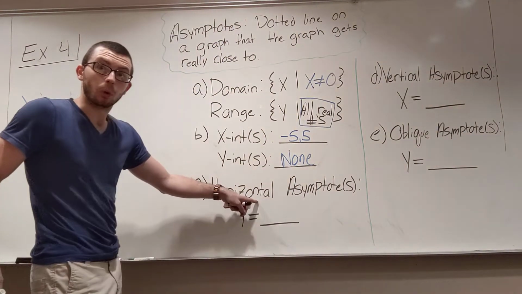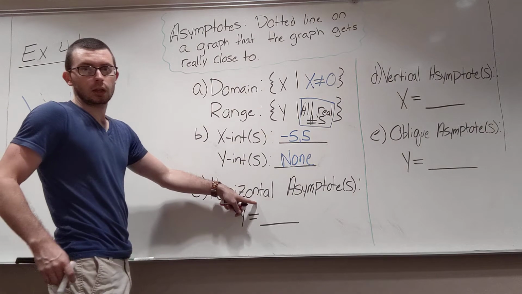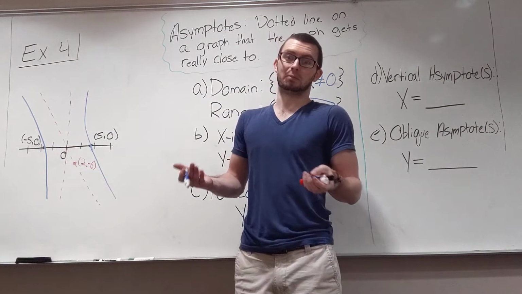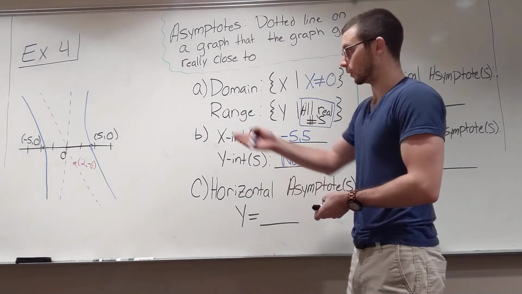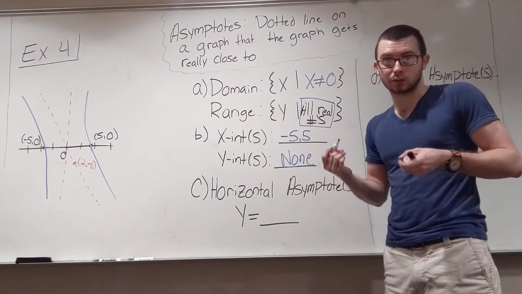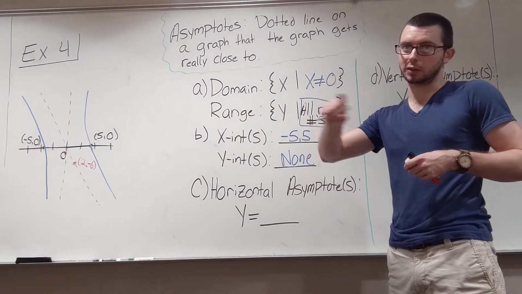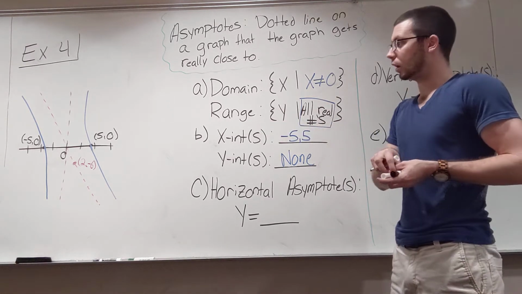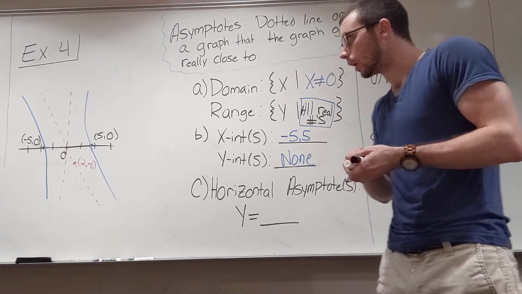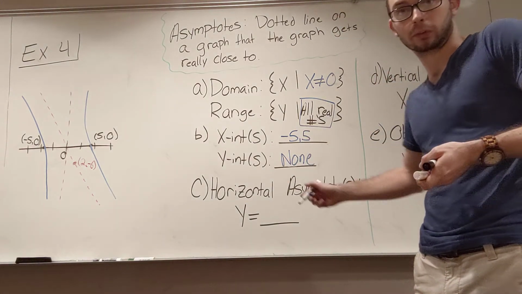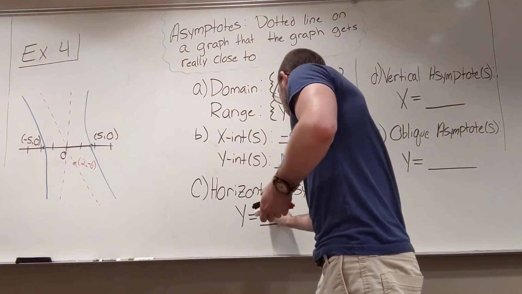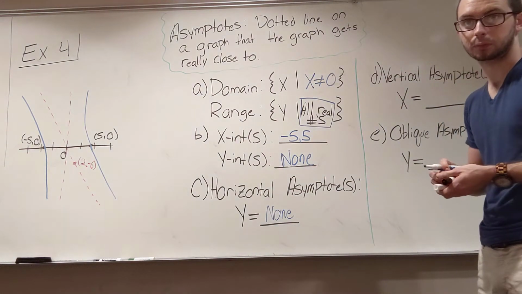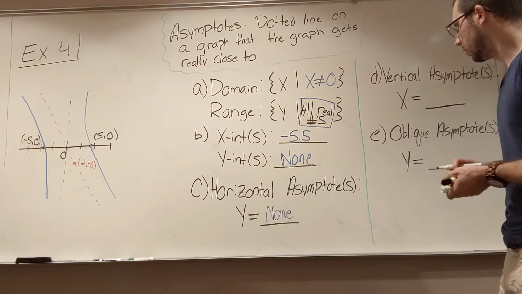So now we look for horizontal asymptotes. The only problem is there are not any horizontal asymptotes. If we look at the graph, are there any dotted lines that go from left to right? The answer is no. There's no dotted lines that go from left to right. So, with that being said, there are no horizontal asymptotes.